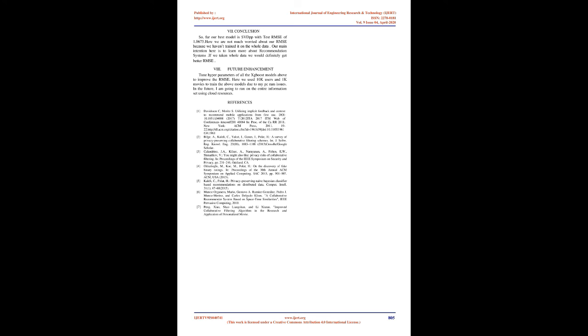8. Future enhancement. Tune hyperparameters of all the XGBoost models above to improve the RMSE. Here we used 10K users and 1K movies to train the above models due to my PC RAM issues. In the future, I am going to run on the entire data set using cloud resources.